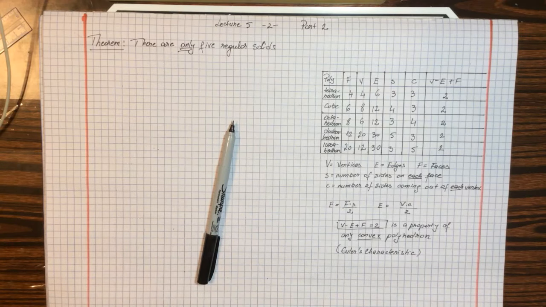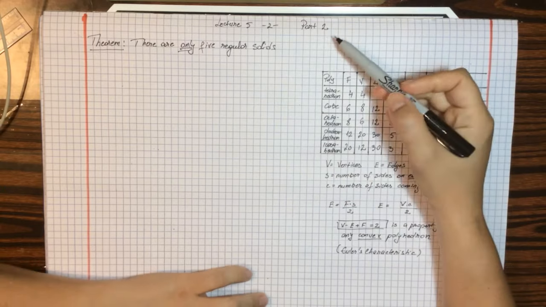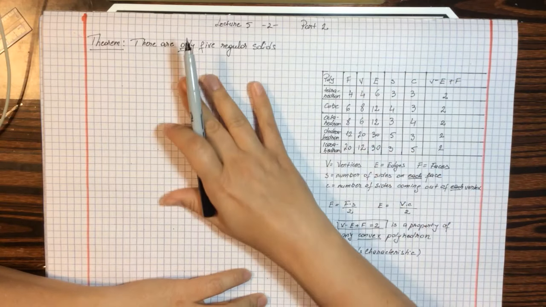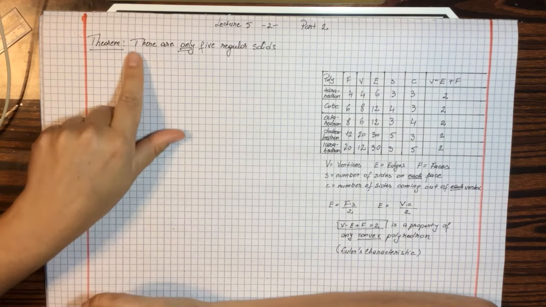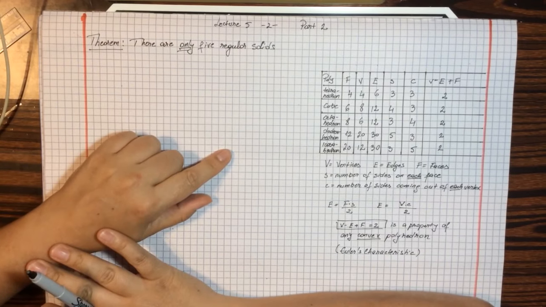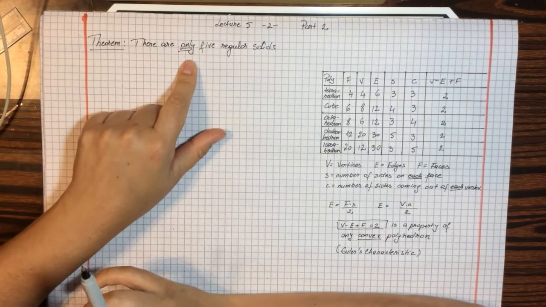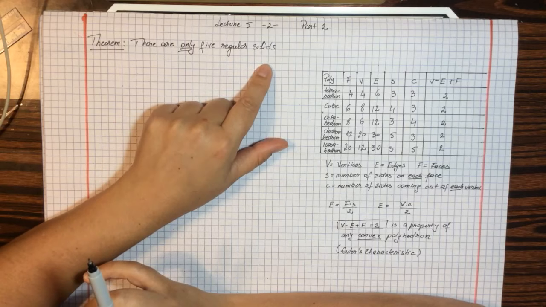Okay, this is part 2 of lecture 5. I will continue with the proof of the final theorem for the chapter, that there are only 5 regular solids.